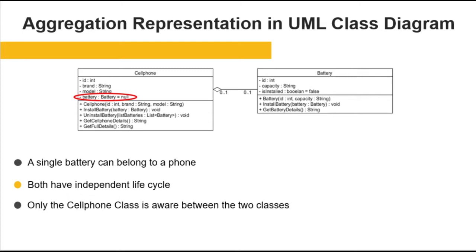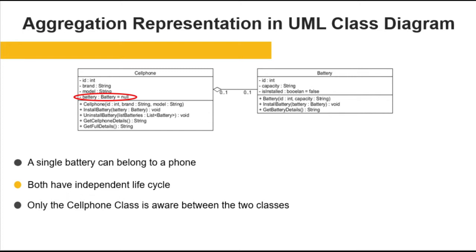The figure shows the relationship of a cell phone and a battery class. They both have independent life cycles, wherein in the sample code translation later, you will observe that we will not instantiate a battery object inside the cell phone class, because if we do so, once we delete the cell phone object, the battery which we instantiated inside the cell phone object will also be deleted, and that is not the idea of class aggregation.